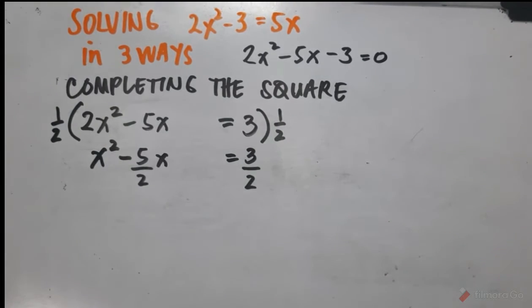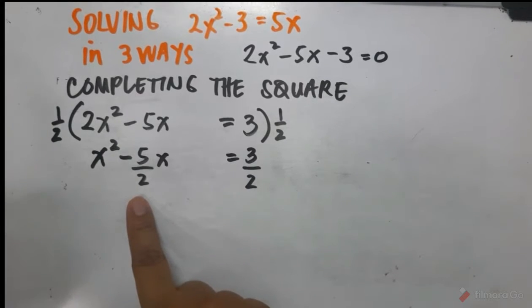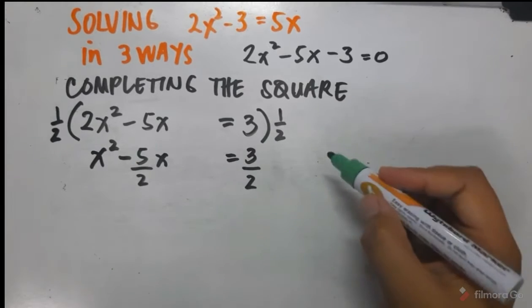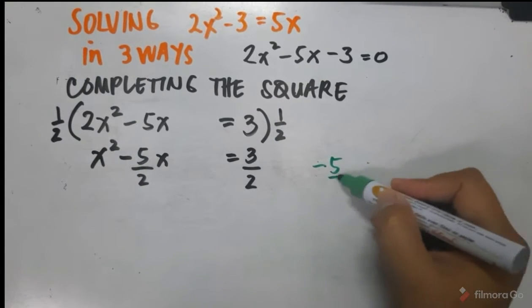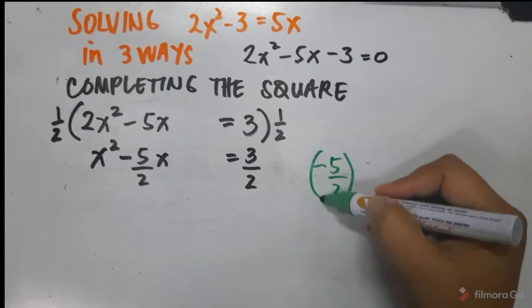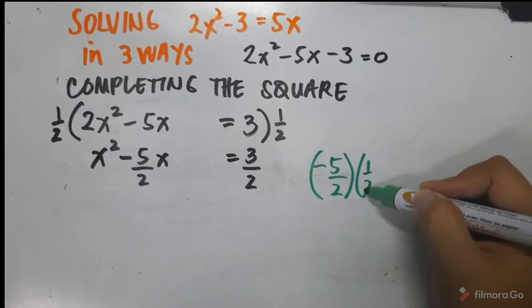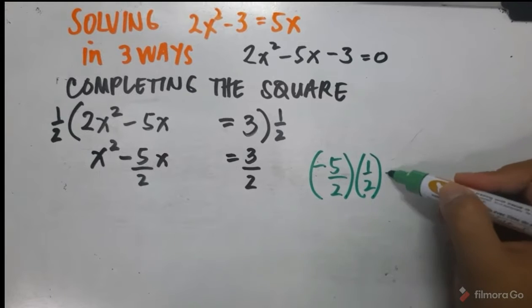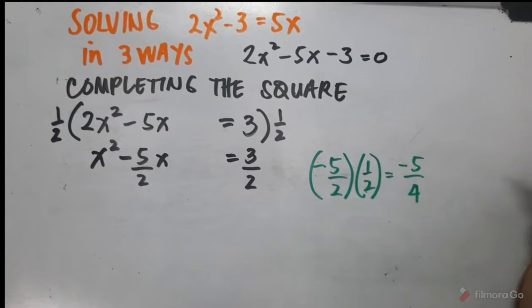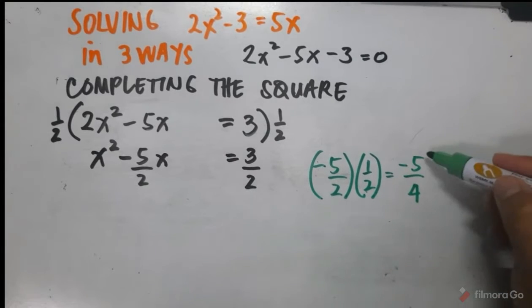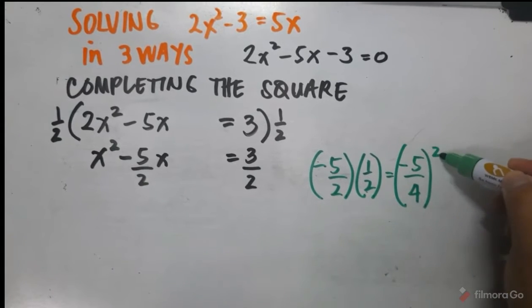To do this, we need to get half of the second term. If we have negative 5/2, we multiply it by 1/2, so that would be negative 5/4. This is the one that we're going to square.